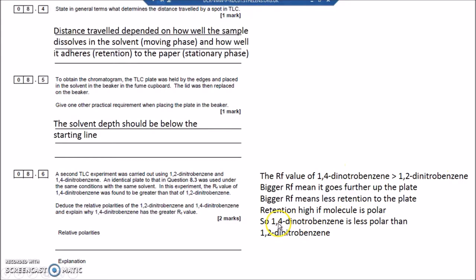The reason is that if it doesn't adhere to the paper, it's less polar. If something adheres to the paper, it tends to be polar. It has polar bonds within it. So the 1,4-dinitrobenzene is less polar than the 1,2-dinitrobenzene.